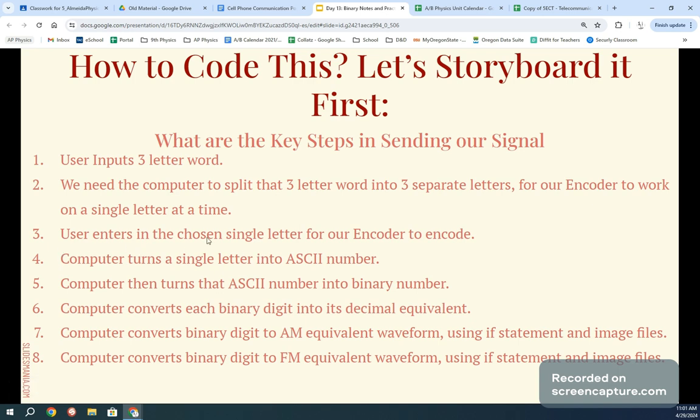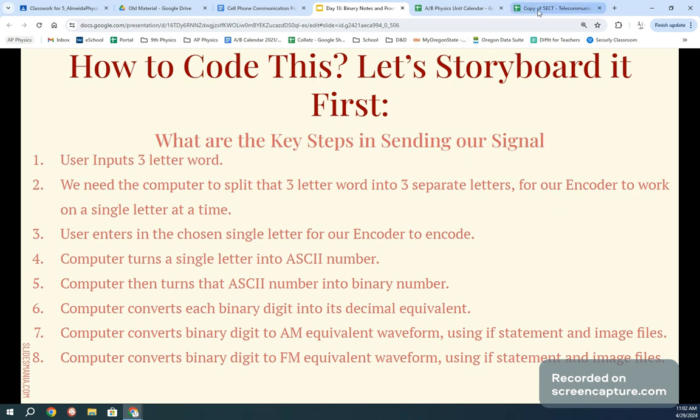User enters the chosen single letter for encoder to encode. Computer is going to turn that single letter into an ASCII number. Computer is going to then turn that ASCII number into a binary number. Convert the binary into its decimal equivalent. Convert the binary digit into an AM equivalent wave and an FM equivalent wave. And again, we'll kind of show you how we can do that stuff.